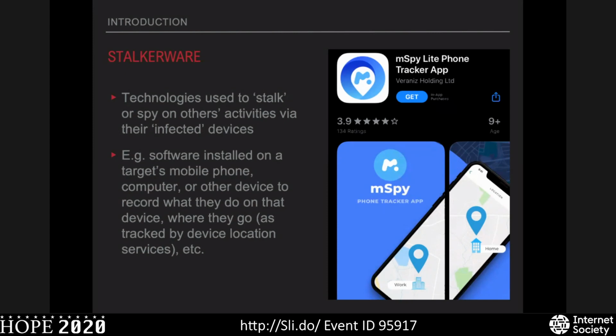So coming back to stalkerware, our working definition is technologies used to stalk or spy on others' activities via their infected devices. So for example, it could be a piece of software installed on a target's mobile phone, computer, or other device to record what they do on that device, where they go, as tracked by device location services, key logging, and the like. Importantly, however, stalkerware is an incredibly complex topic, and as such, we immediately start to question what technology actually fits under the umbrella of stalkerware. Stalkerware and its related terms, such as spouseware, spyware, and creepware, to name a few, generally refers to technologies used to stalk, track, and monitor others' activities through infected devices. The extent to which any one technology allows for this varies, and importantly, the intention of creation varies.